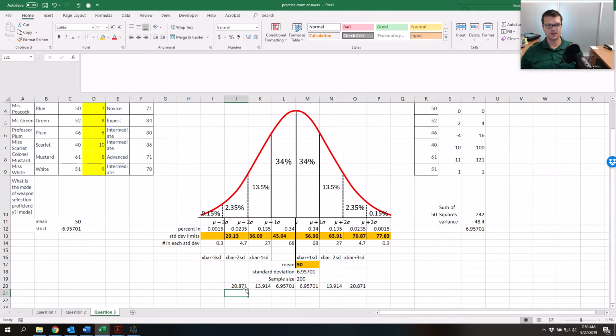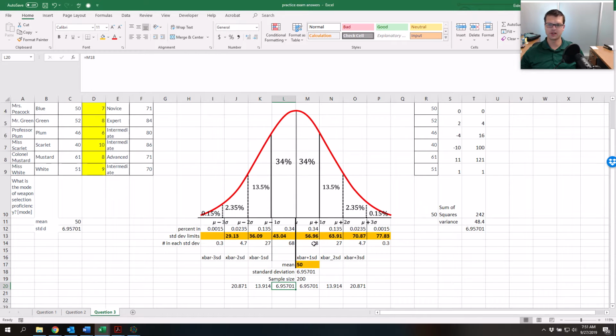And so what you'll notice is that this right here is 50 minus this gives you this, and 50 minus 1 standard deviation from the mean gives you this limit right here. And so what I want to know is, if there are 200 people playing, how many individuals are going to be above 56.96 years old?